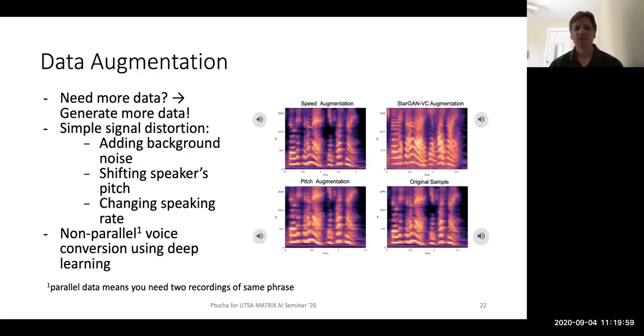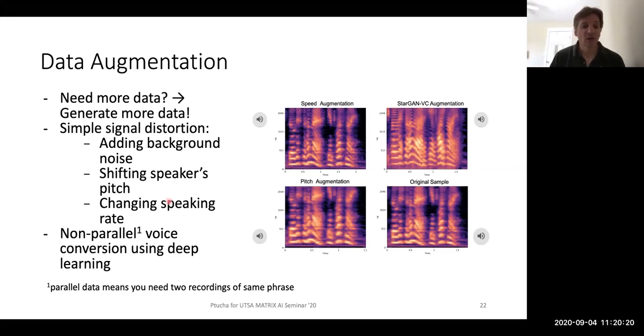This is a resource constrained language. So how are we going to get more data? We go to our buddy data augmentation. So what can we do for data augmentation for speech? Well, we can change the speed, we can change the pitch, and we can add various amounts of noise to that particular sample. You can even do something like voice conversion, which is what we're going to do.